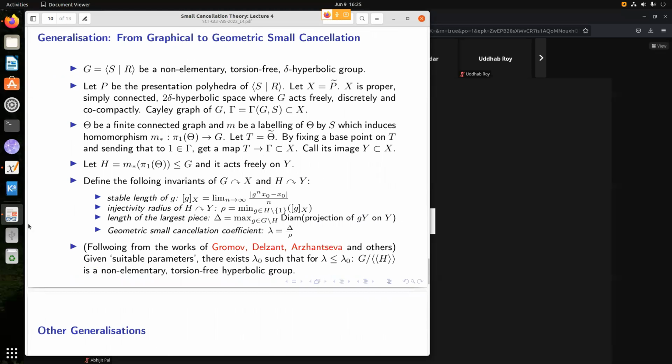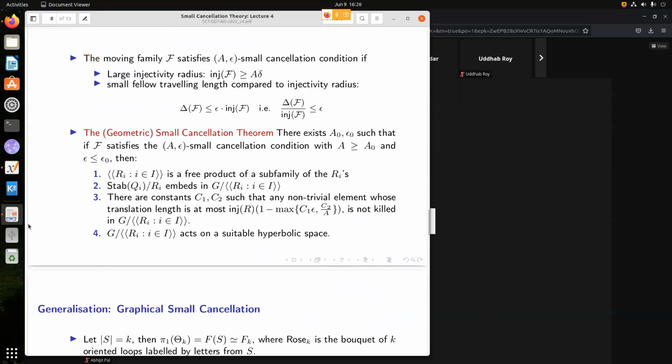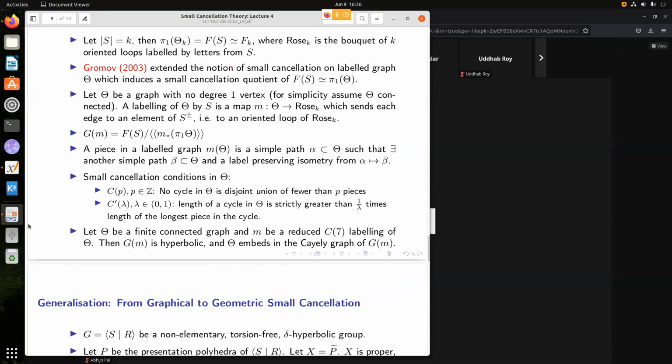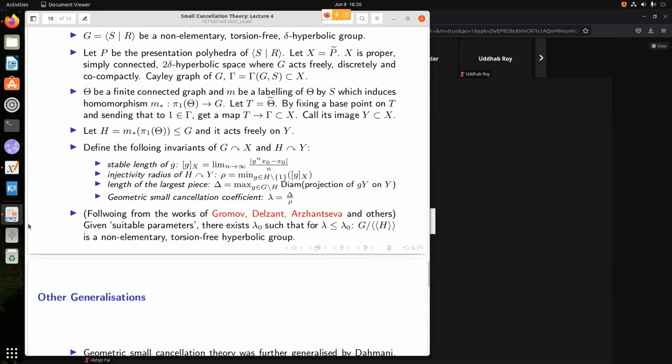So you look at this same subgroup that we had considered earlier, and this subgroup is acting freely on Y. Why? Because G is acting freely on X, right? So we consider this situation, and now we consider these invariants. They are very similar to the invariants we have seen here. So this is like the relator length, the translation length, and this is a little stronger thing, the stable relator length.